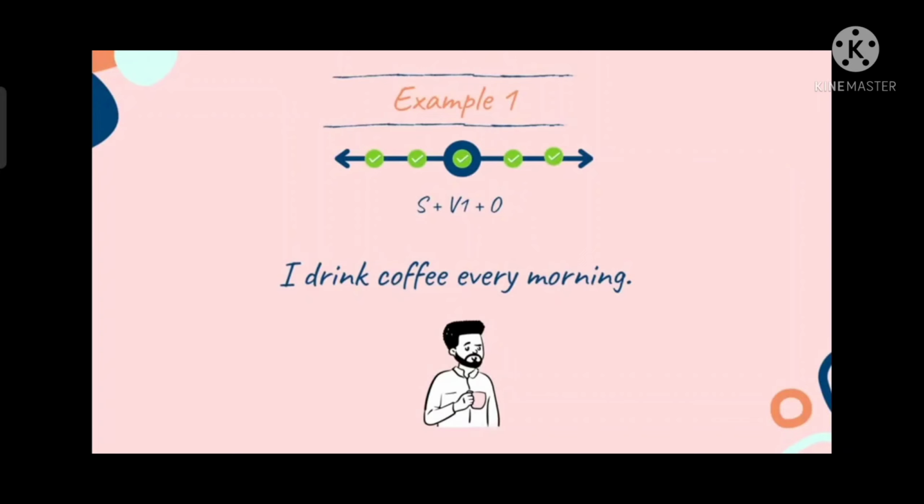Apart from that, look into the structure of the sentence. It follows the structure where I am the subject, drink is the verb's first form, and coffee is the object. I hope now you are clear on the structure and timeline of this tense. Let's look into the next example.